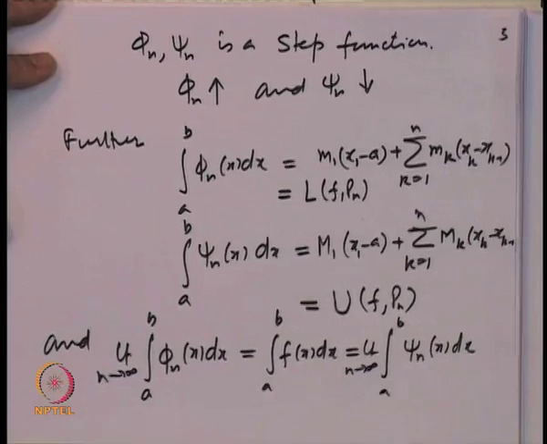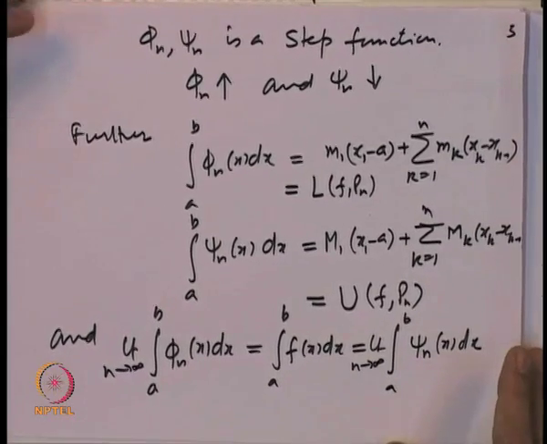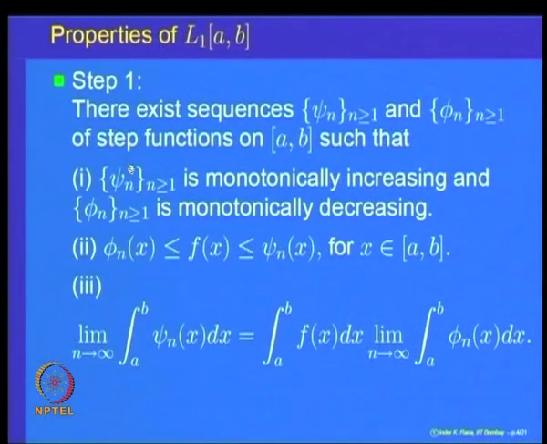So, that proves our first step. As a consequence of the Riemann integrability of the function f, we have constructed two sequences of step functions psi n and phi n, where psi n is monotonically increasing and phi n is monotonically decreasing, and the limits of the integrals of both of them converge to the Riemann integral of f.